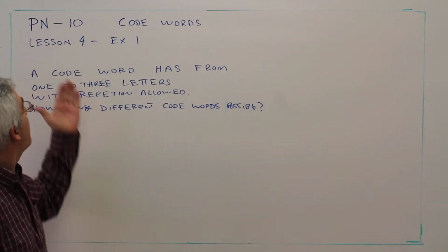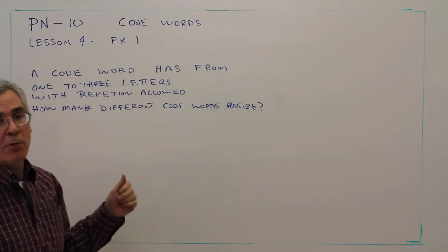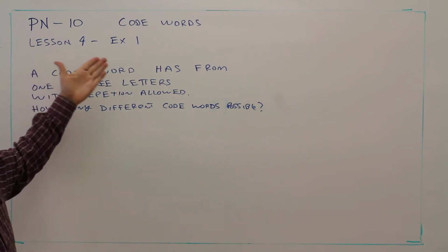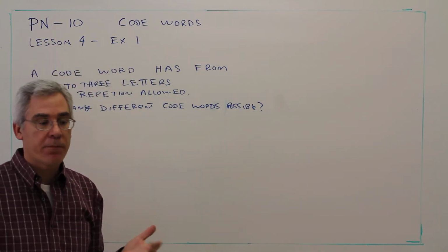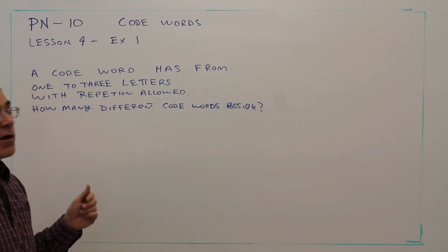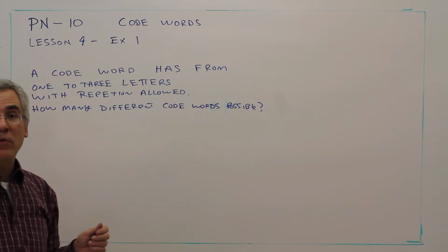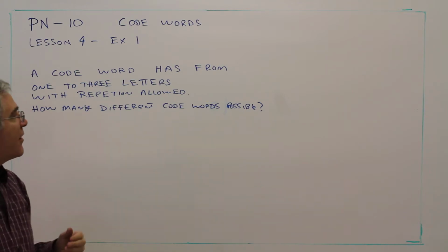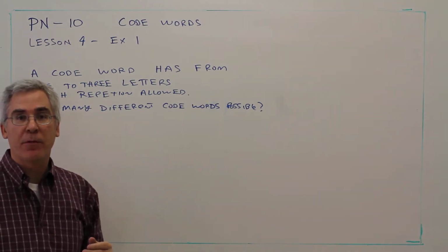This is video PN-10, code words, taken from lesson 4, example 1. Here's the problem. A code word has from 1 to 3 letters with repetition allowed. How many different code words are possible?